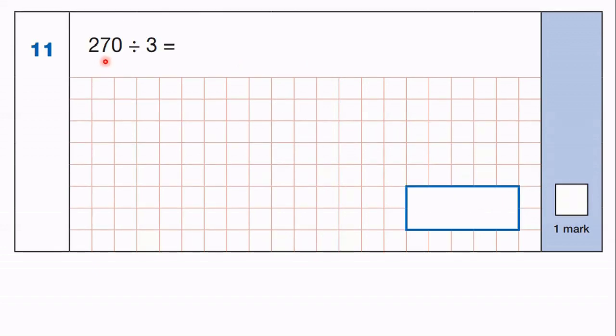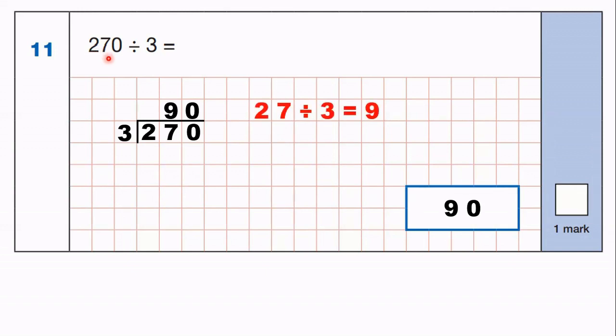Question 11. 270 divided by 3. We could write this out as a short division. So 27 divided by 3 is 9, 0 divided by 3 is 0, so our answer is 90. But we could save time by working this out mentally. If we know that 27 divided by 3 is 9, we have 9 in our answer, and then because we have one end 0 in our dividend, we need an end 0 in our answer.